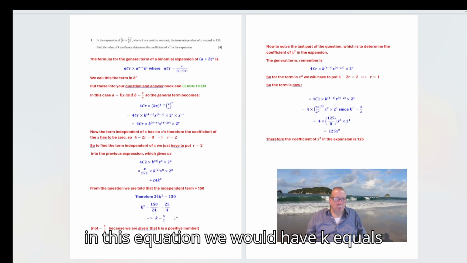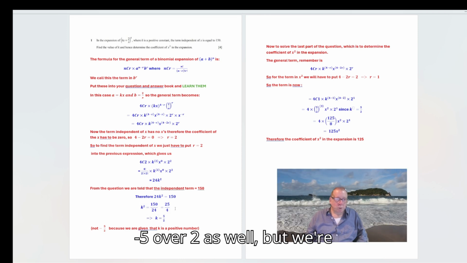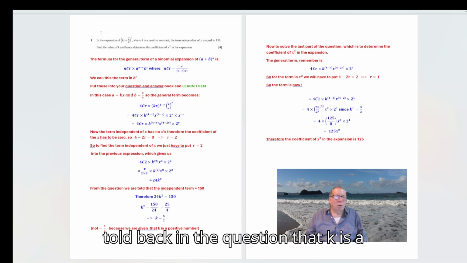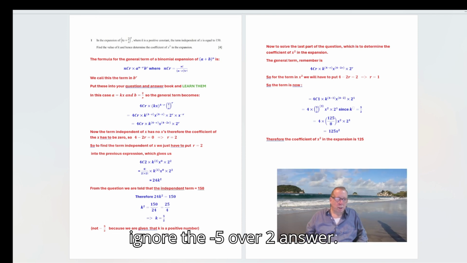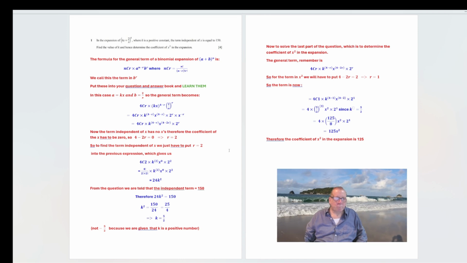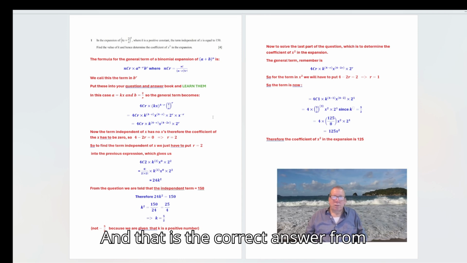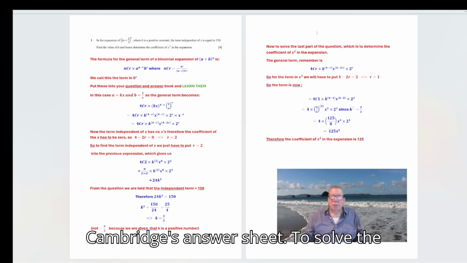Normally in this equation we would have k equals minus 5 over 2 as well, but we're told back in the question that k is a positive constant, so we're going to ignore the minus 5 over 2 answer. And that is the correct answer from Cambridge's answer sheet.